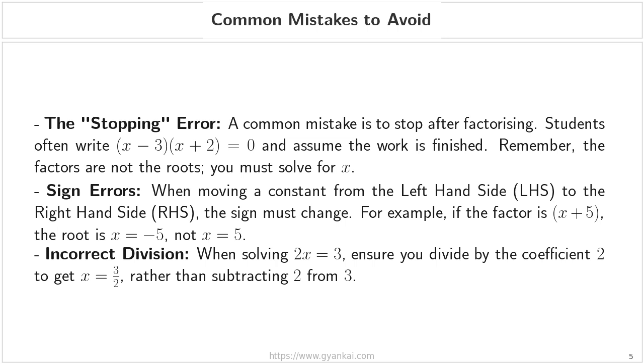Finally, be careful with your division. When you reach the stage where you have something like 2x equals 3, don't accidentally subtract the 2 from the 3. You must isolate x by dividing both sides by the coefficient, which is 2. This gives you the correct root of x equals 3 over 2.